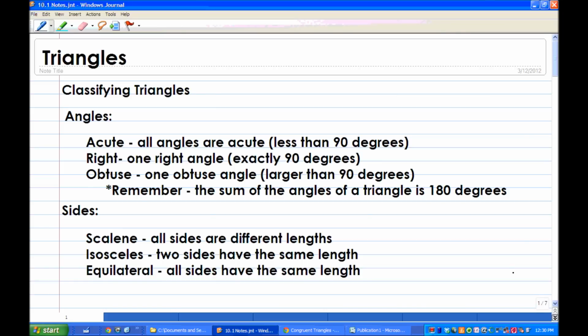Remember, that's given away in the picture by the little box in the corner. Obtuse means that there's one obtuse angle larger than 90 degrees. Also, you need to remember that the sum of all the angles in a triangle is equal to 180 degrees. Now, if you're classifying the triangle by its sides, a scalene means that all the sides have different lengths. Isosceles, 2 sides have the same length. And equilateral, all sides have the same length.